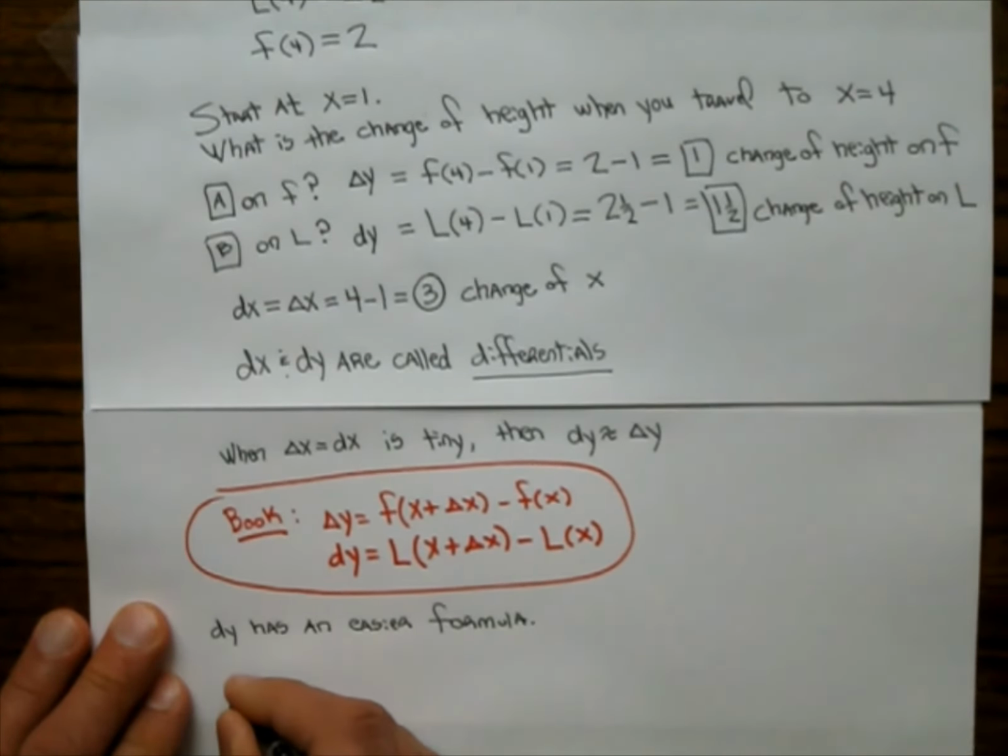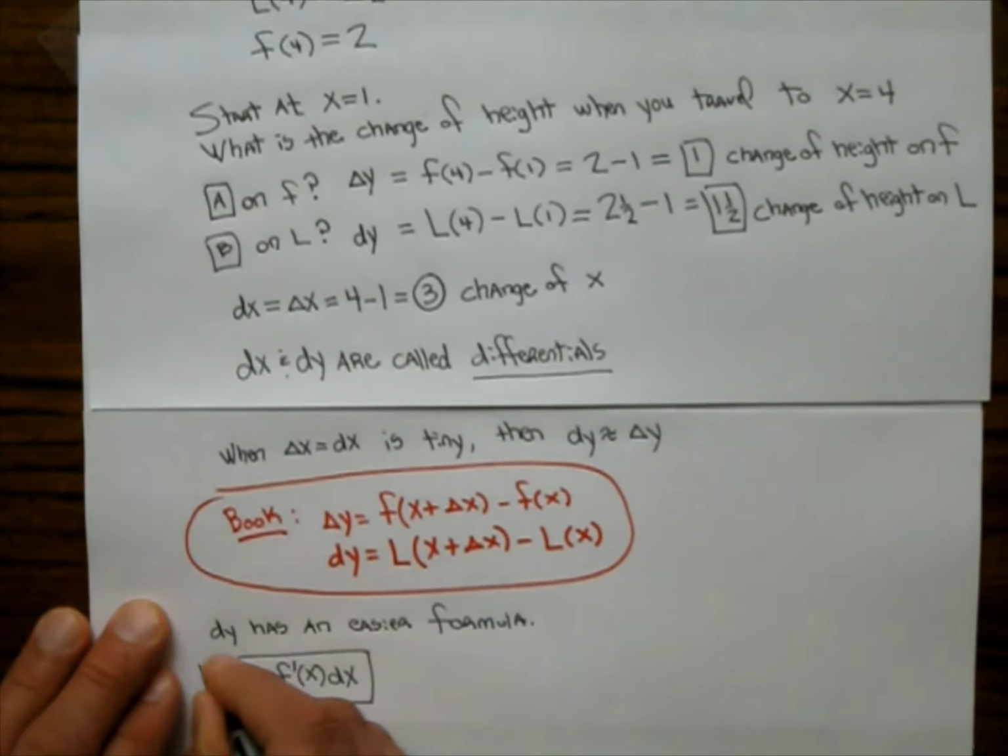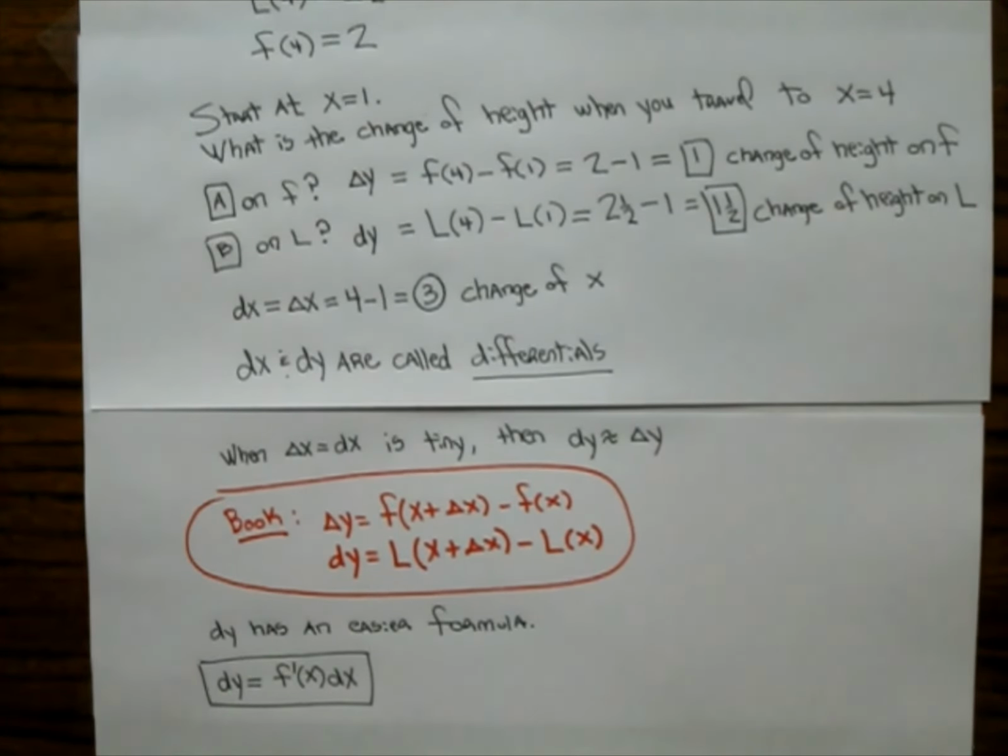And here's the formula. Now I'll try to explain it. So dy equals f prime x times dx. So that's the formula. Wow. So that's crazy. And now let's think about our example.